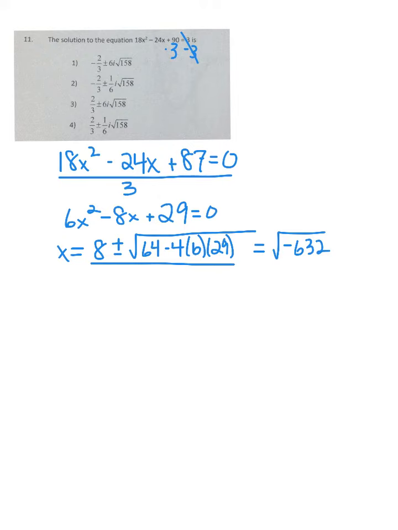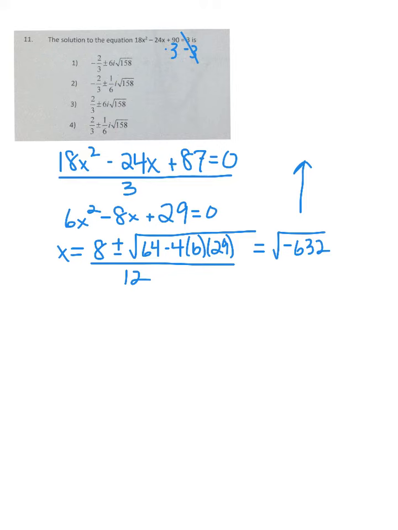And don't forget all over 2a, which is going to be 12. All right, so let's talk about the square root of negative 632. I'm going to make a little detour up here. I would put that in my calculator, y equals, just put in 632 divided by x, and I see that it's 4 and 158. And look, guys, you really can cheat because you know, look at your 4 choices. They all have the square root of 158. So you know 158 goes into 632.